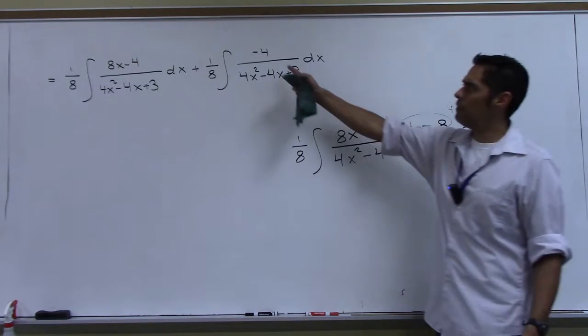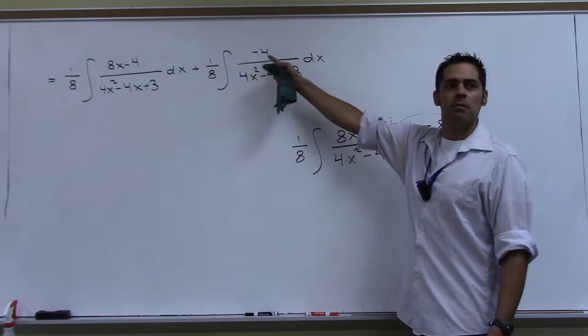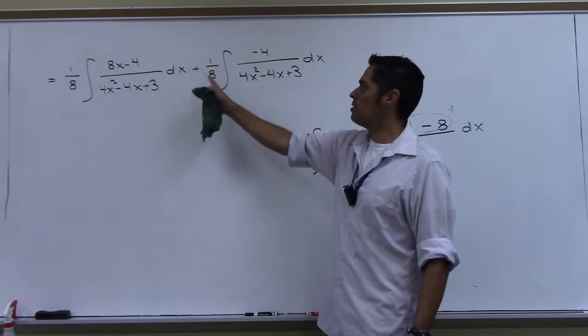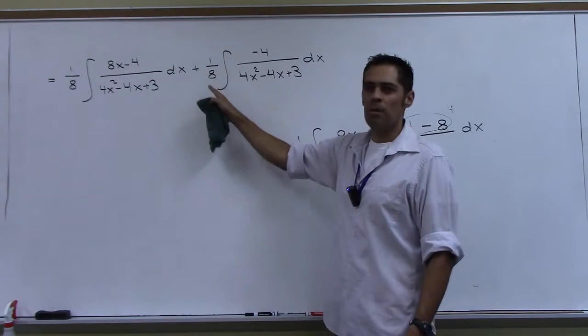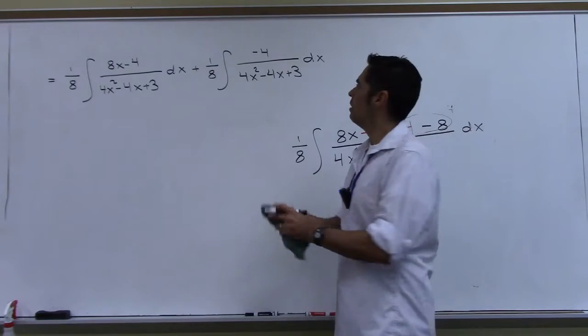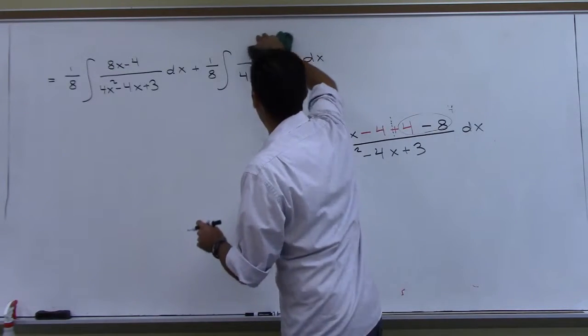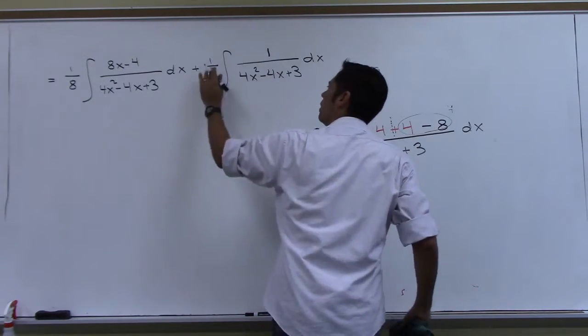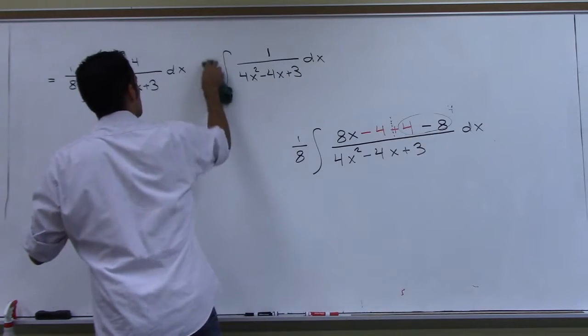Can I do anything with this negative 4? I could take it out, right? And then I could turn this into a, what? Negative 1/2? Is that all right if I do that? Okay, so change that to a 1 and change this to a negative 1/2.